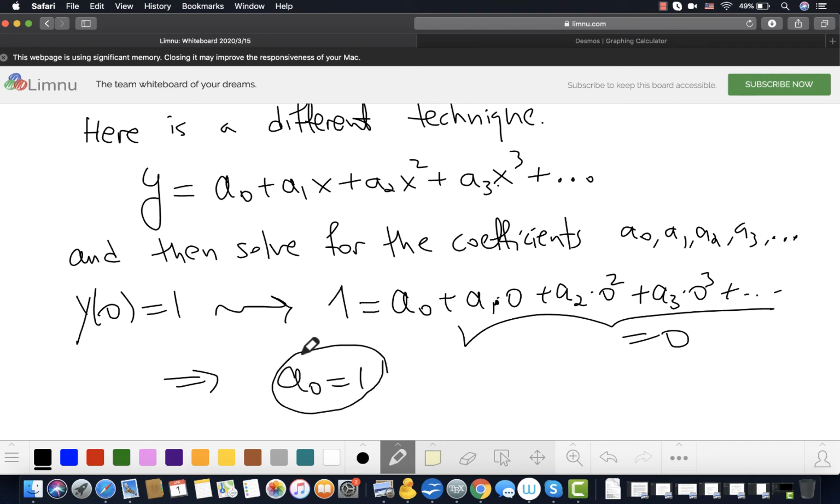So now I've already recovered the first coefficient. I know what a0 should be. It should be 1, but I also need to figure out the rest of the coefficients. I need to figure out what a1 is, what a2 is and a3 is, and so on forever. So we used one of the conditions in the problem, the initial value. Usually, the initial value will tell you some information about this coefficient.